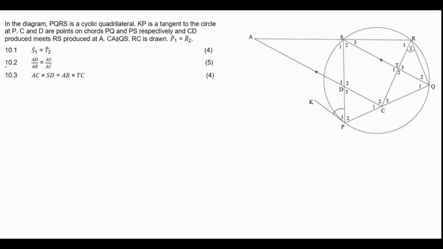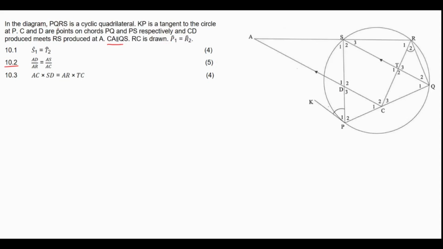Welcome back. Let's do question 10.2. In the diagram, PQRS is a cyclic quad. KP is a tangent to the circle at P. C and D are points on chords PQ and PS respectively, and CD meets RS produced at A, and then CA is parallel to QS. RC is drawn. Angle P1 is equal to angle R2.